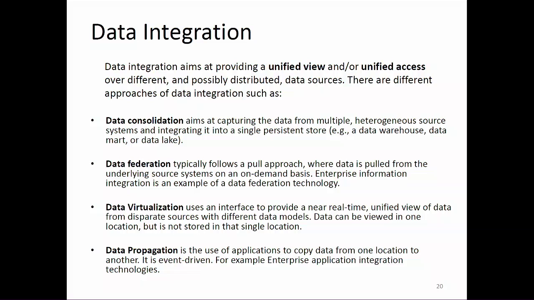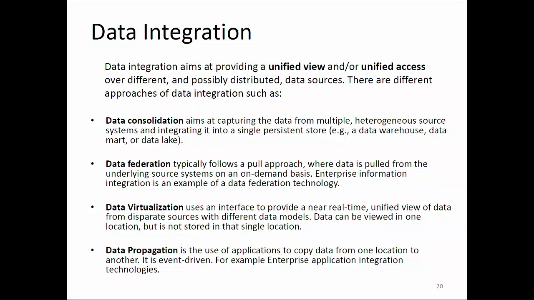Then we have data virtualization. Now, actually data federation is a type of data virtualization. What is virtual? When we talk about data consolidation, that is the actual integration. You actually brought data in and stored it in a central place. When we talk about data virtualization, it is only giving you a virtually integrated view. That means that in reality data is not integrated.